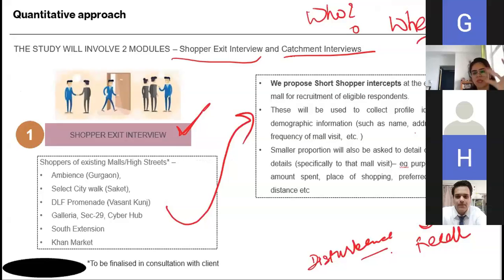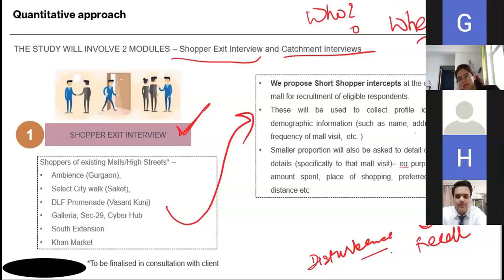But when you are interviewing a person in the mall who has just finished shopping, don't you think there are going to be any disadvantages of doing that? Can you do a 20 or 30 minute interview there? No, it's quite difficult.